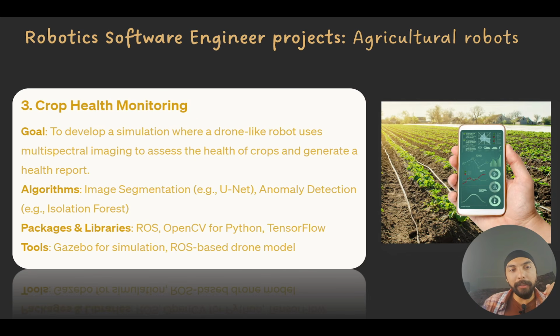Crop health monitoring is another project where you can develop a simulation where a drone like robot uses multispectral imaging to assess the health of crops and generate a health report. You'd work with machine learning, image segmentation, anomaly detection, ROS, OpenCV, so very interdisciplinary project using Gazebo and ROS. And of course, you do not need to have access to a drone. Try to work in a simulation environment as much as possible, or reduce the scope if the projects that I mentioned seem too complicated.